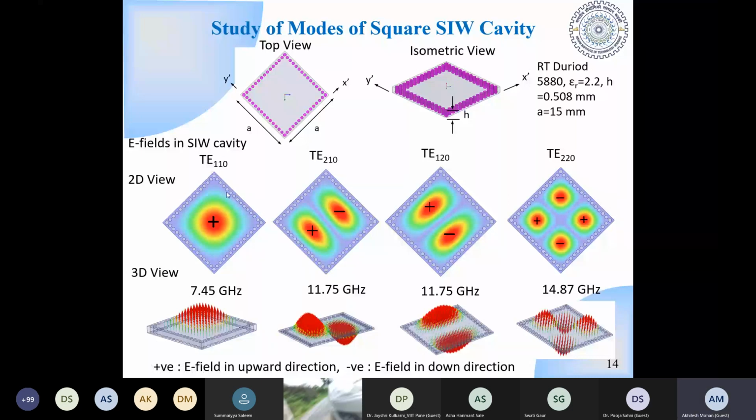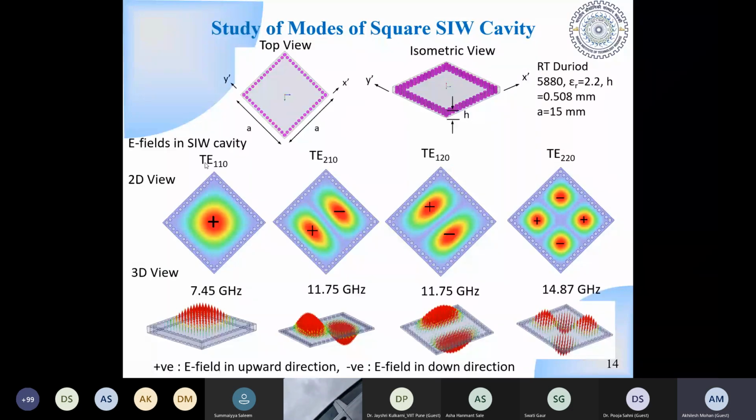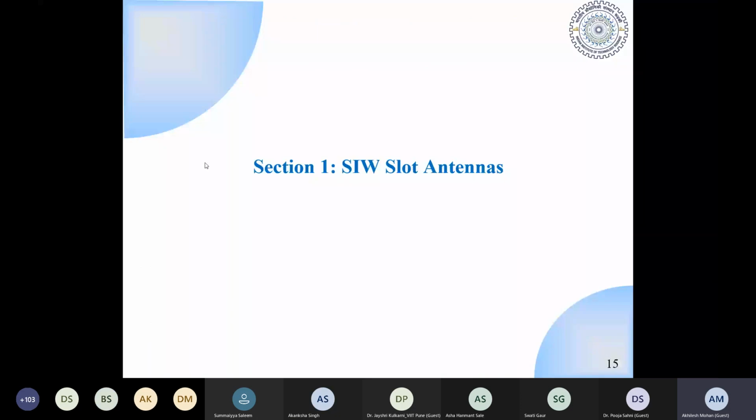Now we will move to our structures, our antennas. So we have given you a brief introduction of the SIW and some of the cavity modes. In this section, my talk is divided into two sections. The first is SIW slot antennas. Then another is miniaturized SIW antennas. First I will talk about the SIW antenna, and first, what a slot antenna is.